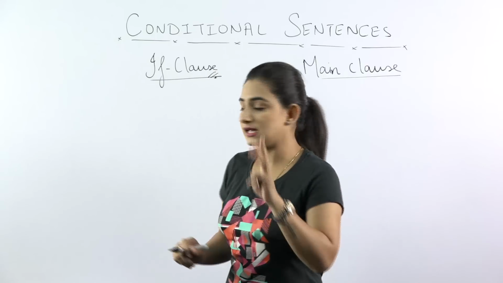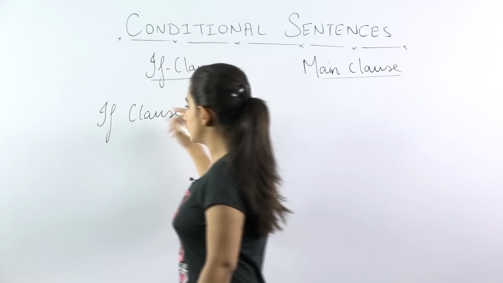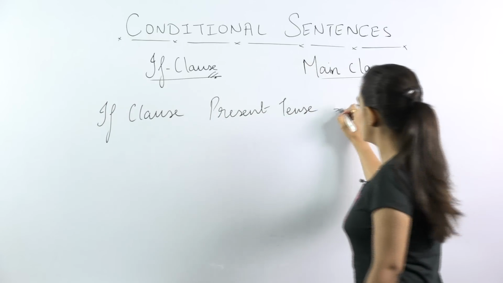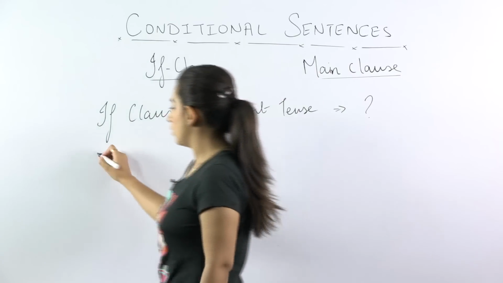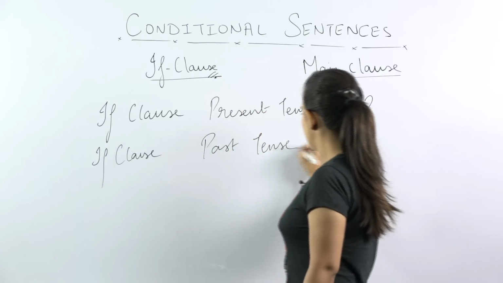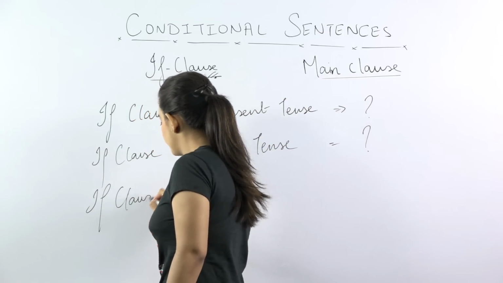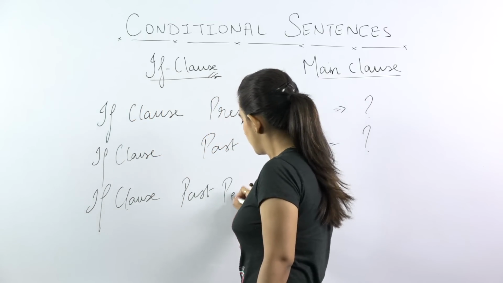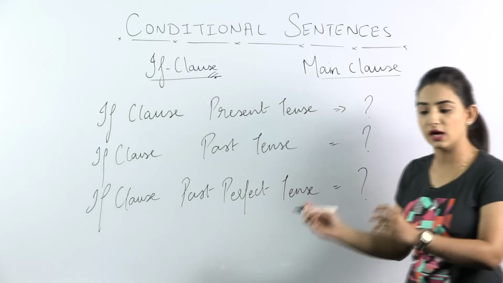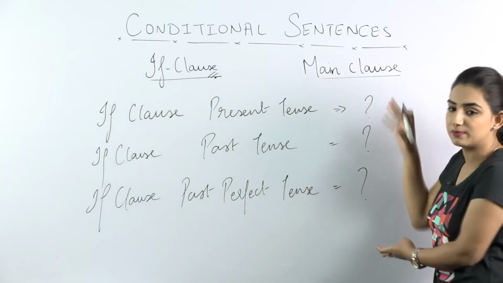So for this reason if clause has three conditions. What are these three conditions? If the if clause is in present tense, then what will be there in the main clause? If the if clause is in past tense, then what will be there in the main clause? And if this clause, if clause, is in past perfect tense, then what will be placed in the main clause? So this is what we are here to discuss. If clauses, and if that if clause contains any of these parts, then what will be contained by the main clause?